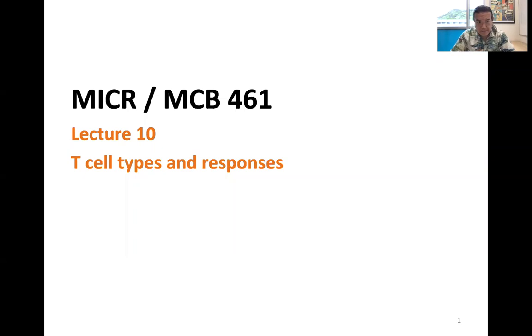Hi, everyone. Today we're going to shift gears. We have been talking about B cells for the last couple of lectures. B cells as the first example of a small lymphocyte that's vital for our adaptive immune response. Remember, it's because B cells make immunoglobulins.